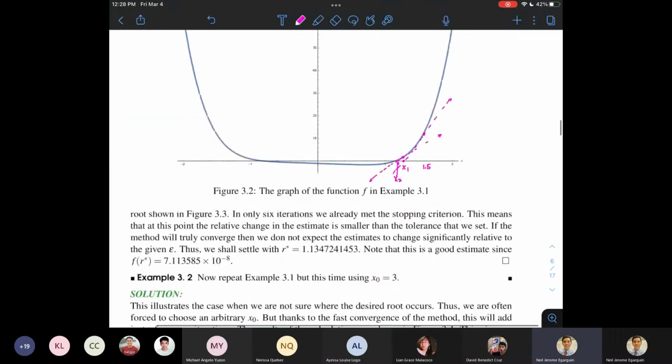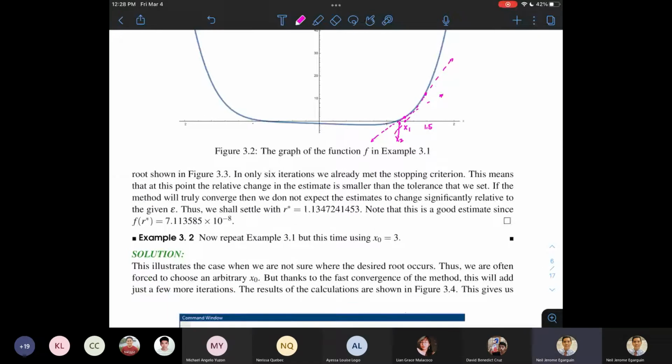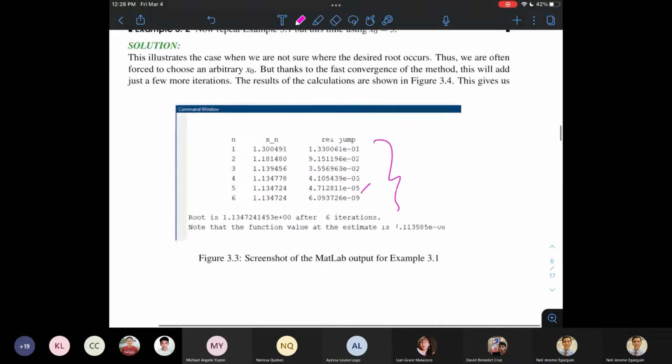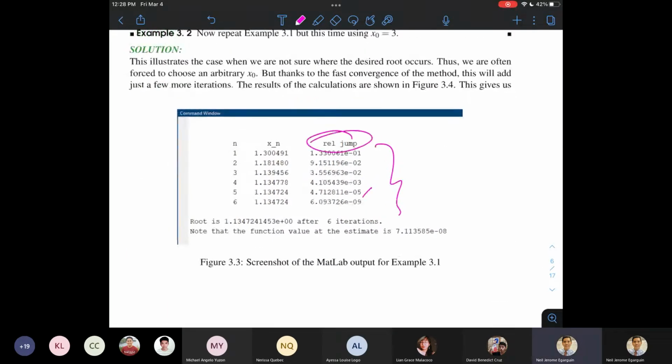Figure 3.2, then figure 3.3. Okay, so figure 3.3, relative jump pala yung stopping criteria na ginamit ko. And actually, akala ko function value-based. Pero actually, the recommended stopping criterion for the Newton Raphson method is the relative jump. You will see later bakit relative jump yung suggested stopping criterion. Okay. So you will see that after the fifth iteration, mukhang malapit na yung stopping criterion.